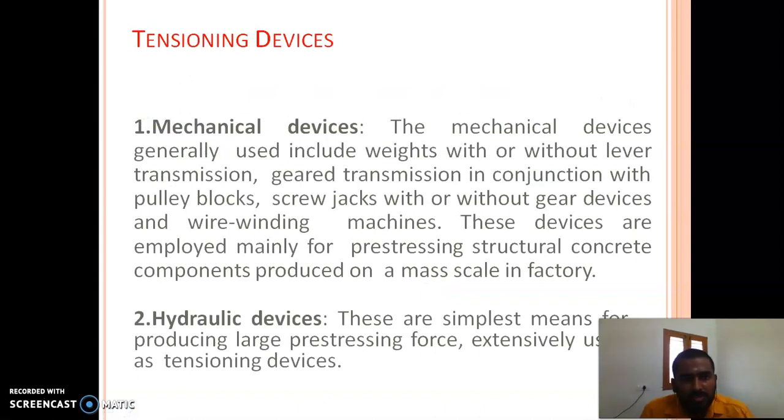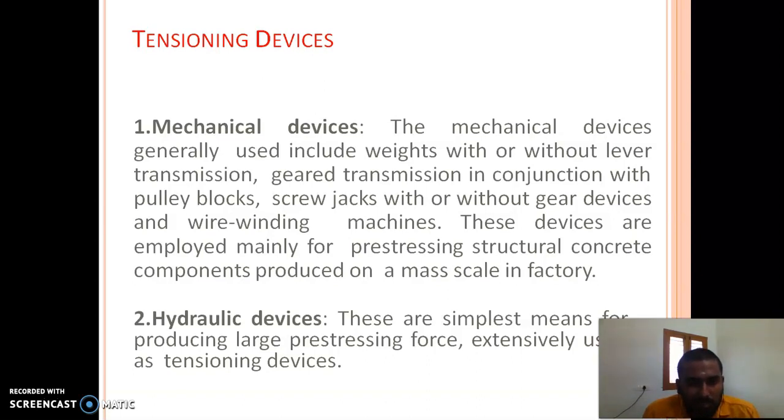So these are the various tension devices used to apply force in the tendons. The first one is mechanical devices. The mechanical devices generally used include weights with or without lever transmission, gear transmission in conjunction with pulley blocks, screw jacks with or without gear devices, and wire winding machines. These devices are employed mainly for pre-stressing structural concrete components produced on a small scale in a factory. So these are like old school methods. Here you will be using a pulley so that you can rotate the wheels, and it will transfer load to the tendons.